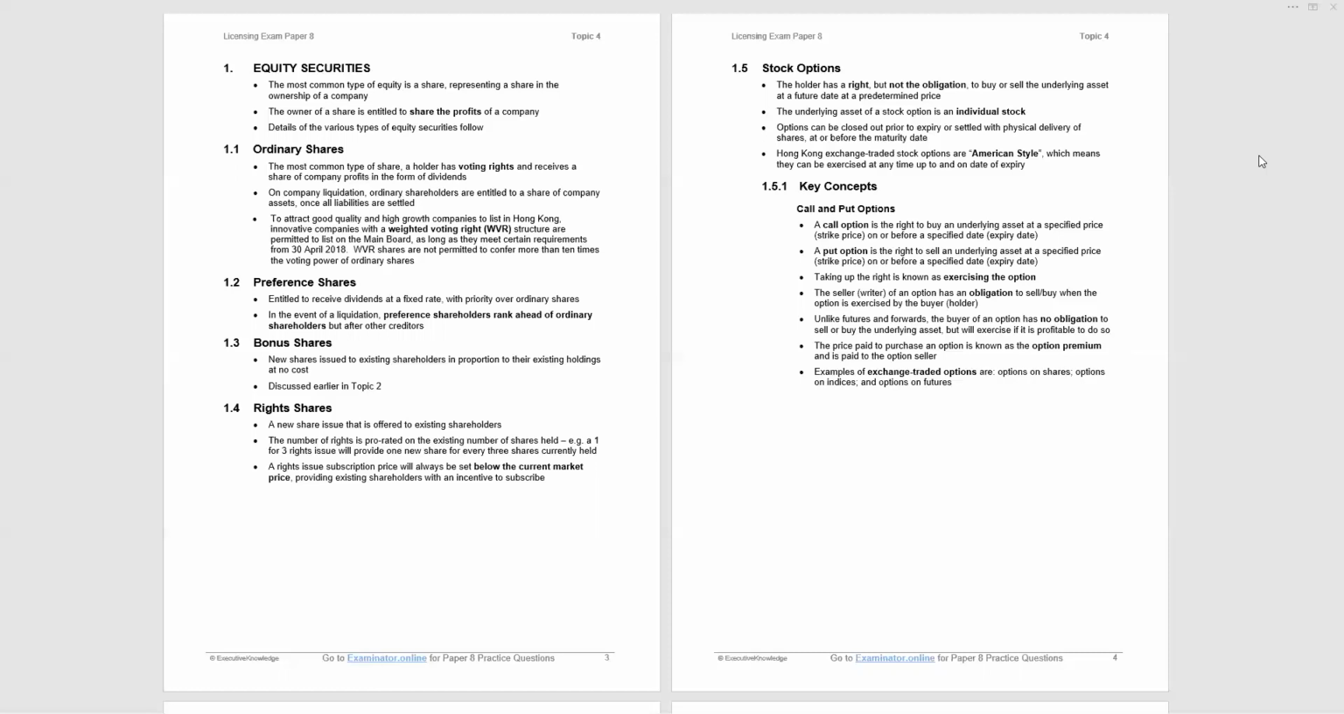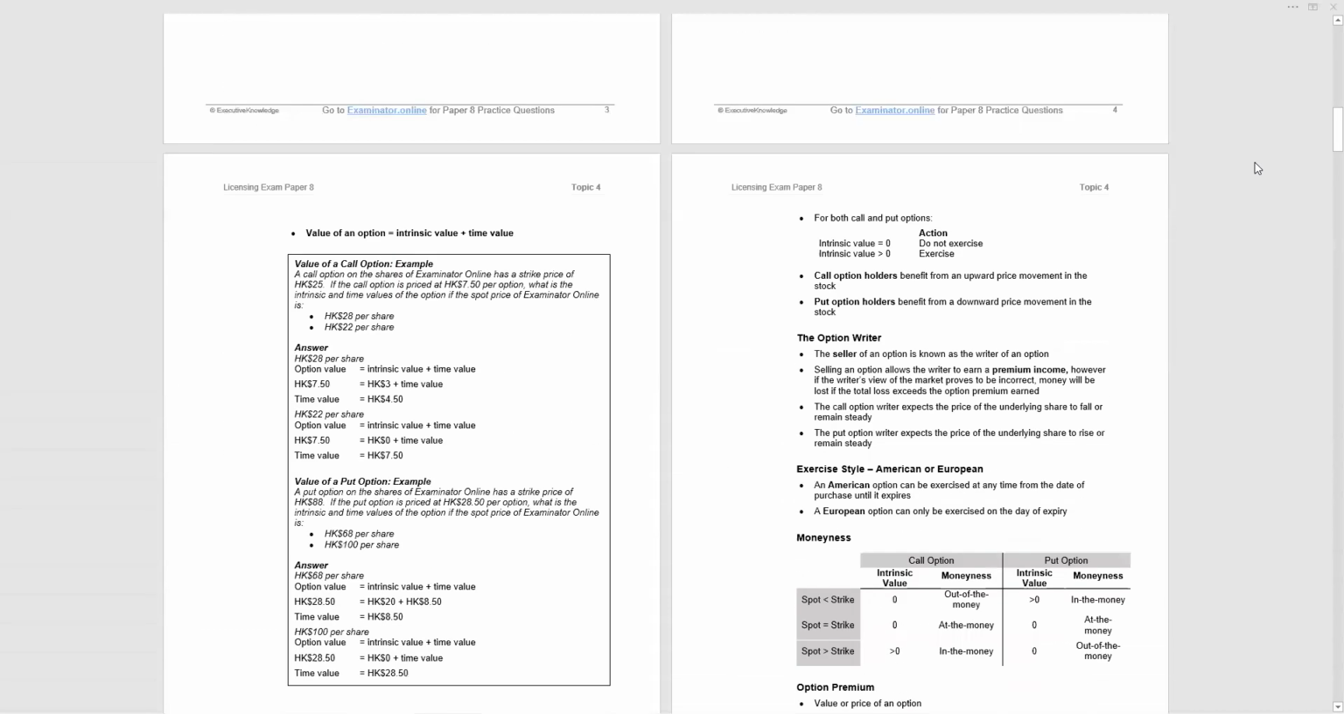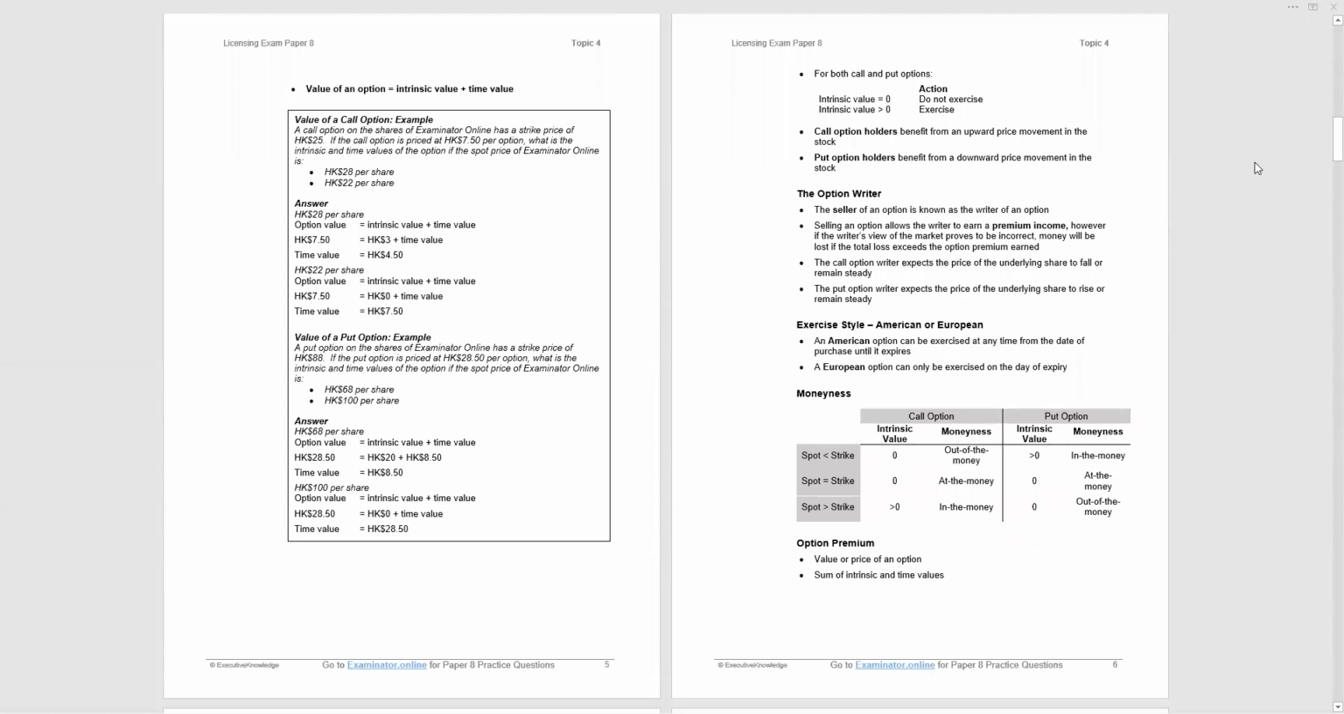Examples of exchange traded options are options on shares, on indices, on futures. Now, it's worth spending a bit of time on these calculations. What is a premium? How do we come to the option premium? Well, that is the value of the option. And the value of the option is the intrinsic value plus time value. Let's walk through a couple of examples to see how this operates.